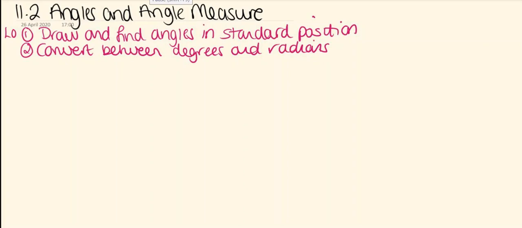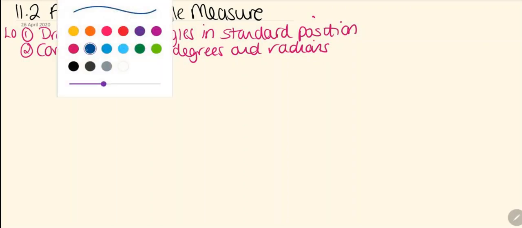Angles and angle measure. Number 1, draw and find angles in standard position. And number 2, convert between degrees and radians. So the first thing we need to look at is something called angles in standard position.